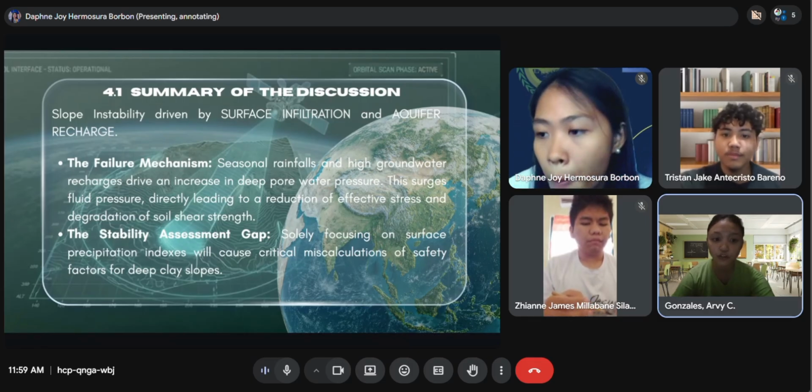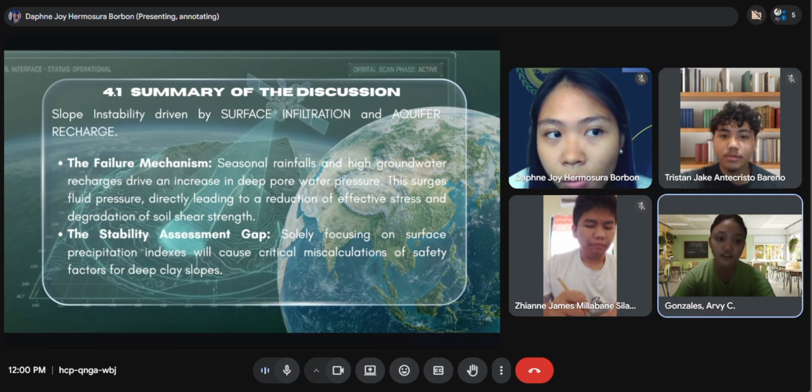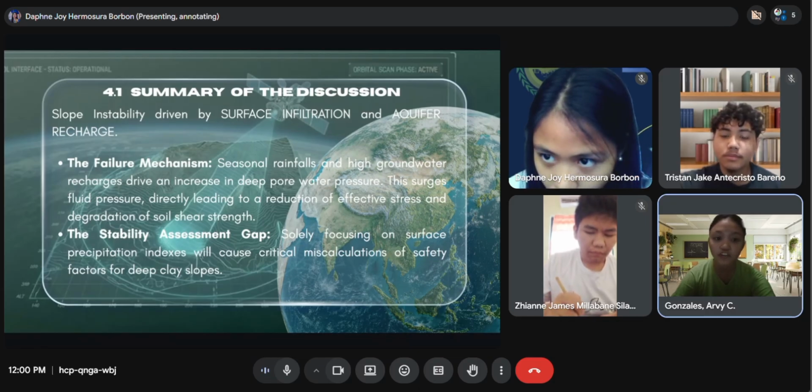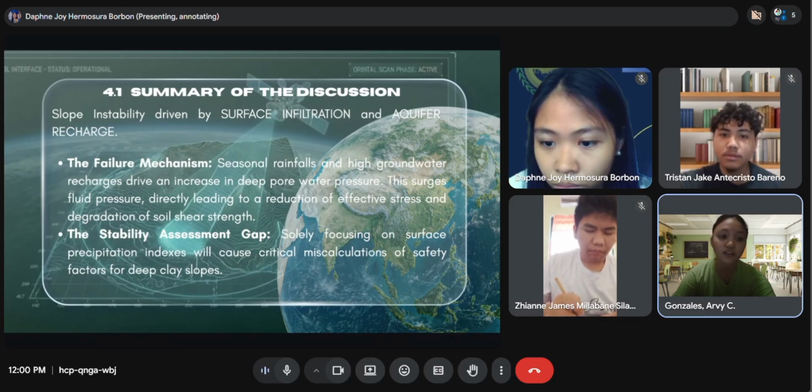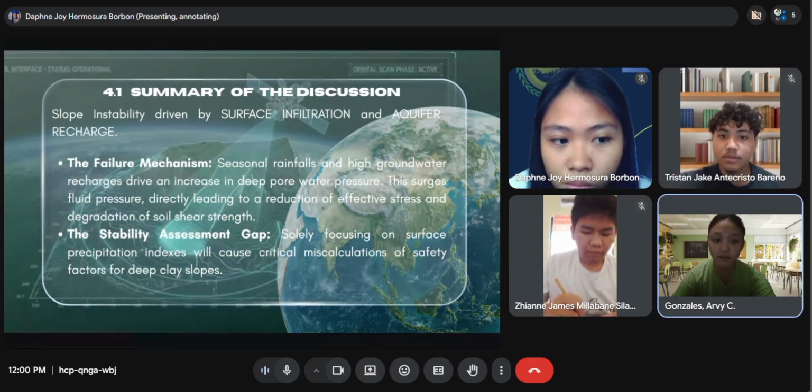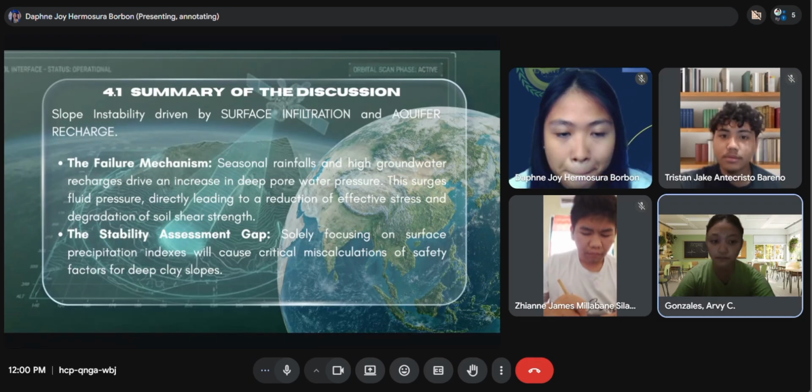So this proves that relying solely on surface precipitation indexes will cause engineers to fundamentally miscalculate the safety factors of deep clay slopes. To mitigate the landslide risk effectively, we must move towards comprehensive engineering solutions that actively manage the deep groundwater, maintain long-term monitoring systems, and implement structural stabilization.